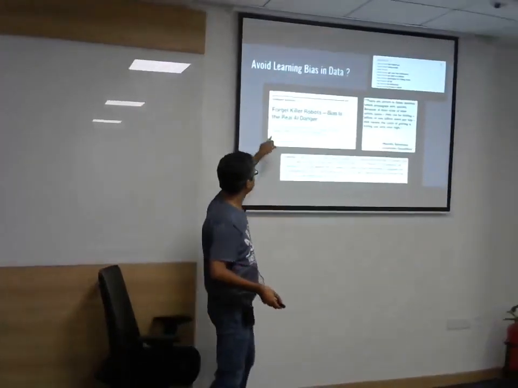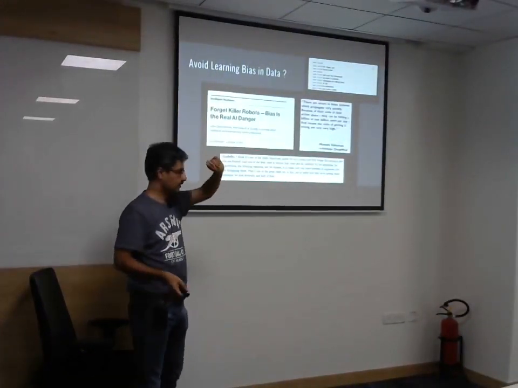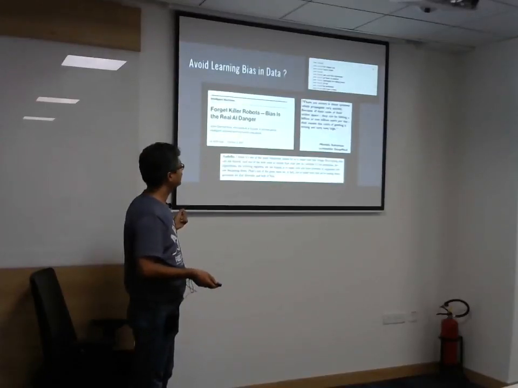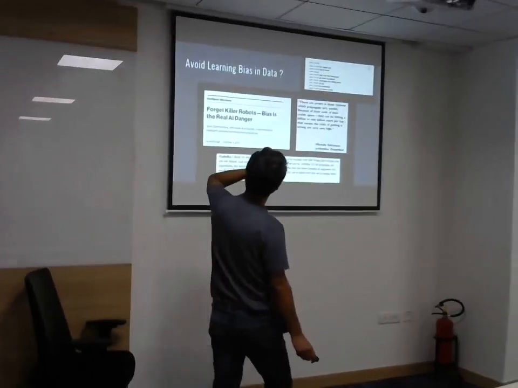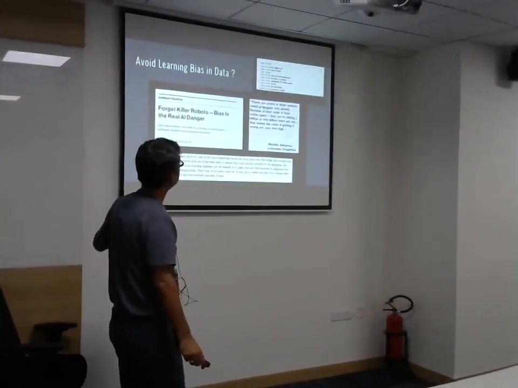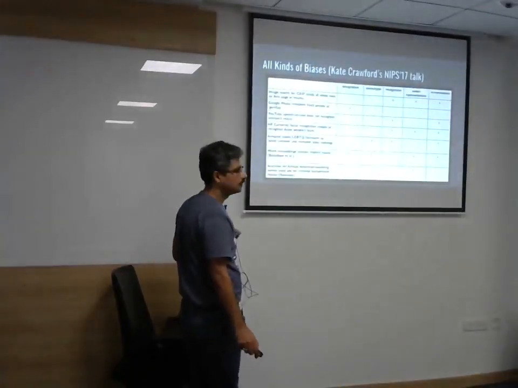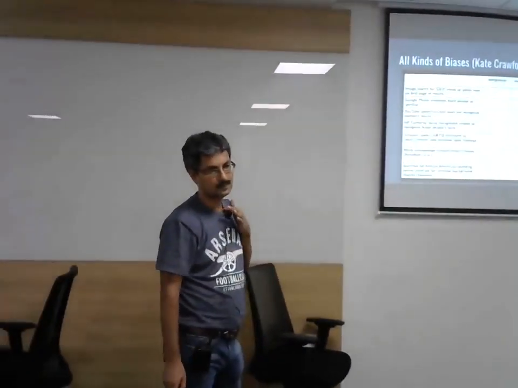So like it says, forget killer robots, bias is the real AI problem. We may not be there yet in terms of AGI, but bias is definitely showing up. Maybe if you look at it, you start getting anti-Semitic output. How can we avoid those kinds of biases in the data? I don't have a good answer.